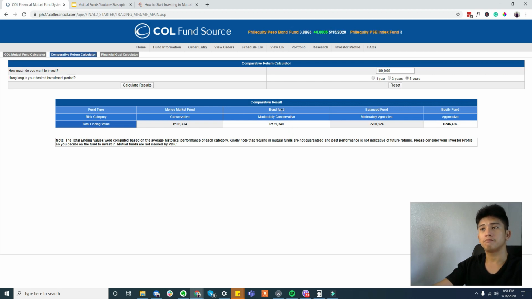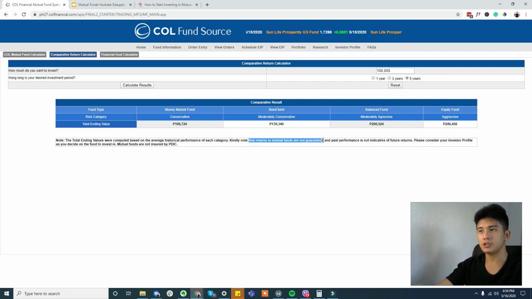By the way, the more conservative than bonds are money market funds. Okay. And for balanced, you achieved almost double in 5 years. And for equity, you have grown your money to more than 140,000 pesos. Okay, so assuming that all these factors, such as a steady economy, are in the right place. So please note that these calculations are based on the average historical performance of each category. This is based on historical performance, which has happened in the last 5 years.